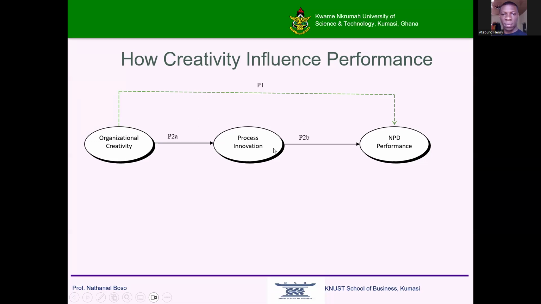So we introduce the mediator, which I sarcastically refer to as the betweener, as a mechanism through which organizational creativity drives new product development. By explaining this relationship with P1, P2A and P2B, we have been able to make a compelling argument why organizational creativity may not lead to new product development directly, except through process innovation. So we have added to knowledge. So this is theory building.